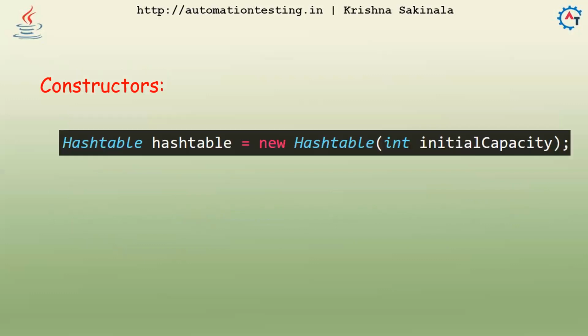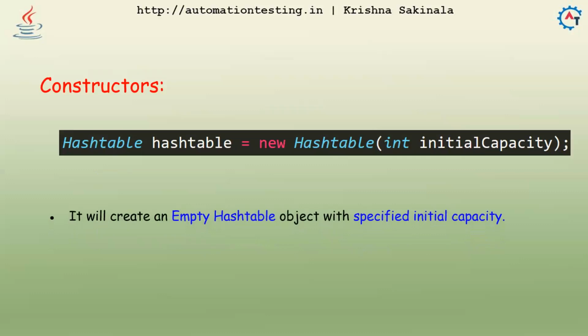Another constructor is Hashtable h = new Hashtable(int initialCapacity). You can give your own initial capacity, meaning how many entries you can put into the Hashtable. It will create an empty Hashtable object with the specified initial capacity. It is an efficient way if you know the capacity, if you have prior information.